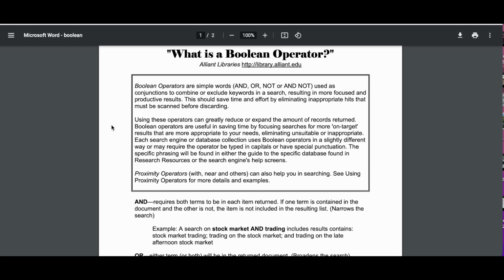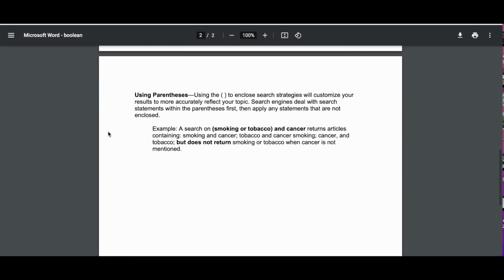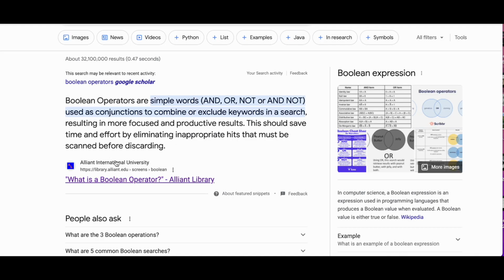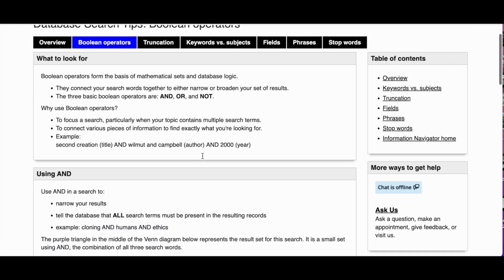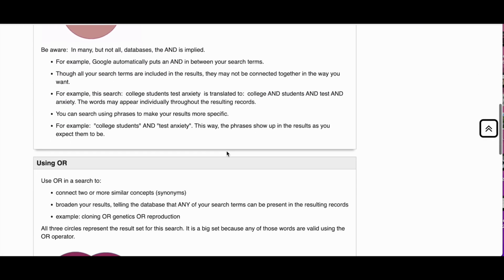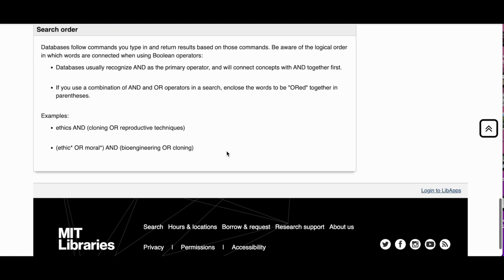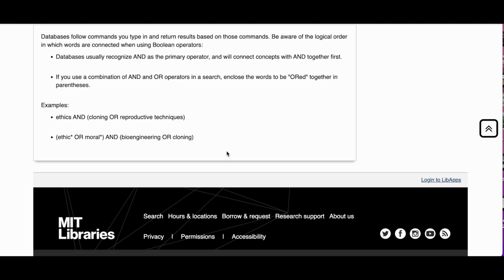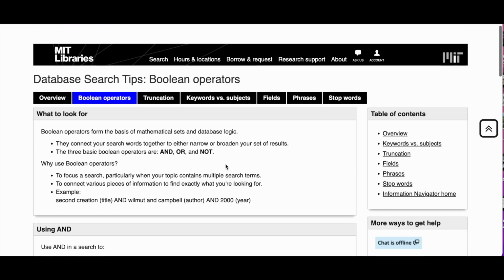They say they're simple words: and, or, and not, used in conjunction to combine and exclude keywords in a search. There are more than this. Yep, they go over parentheses here as well, but those aren't the only ones. Maybe this is from MIT, so they might have more here. Yeah, so they've got using and, using or, using not, search order, again, by using the parentheses there. So I guess those are the big ones, your Boolean operators.